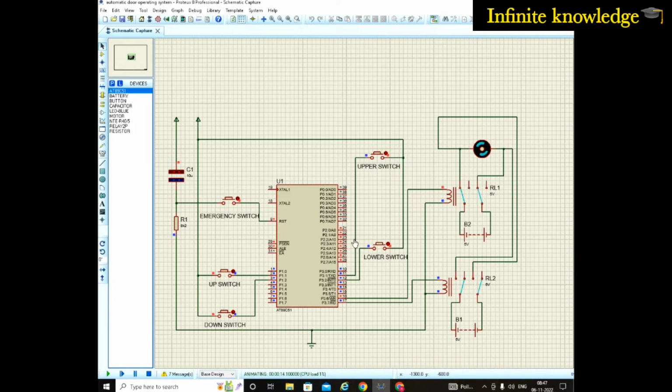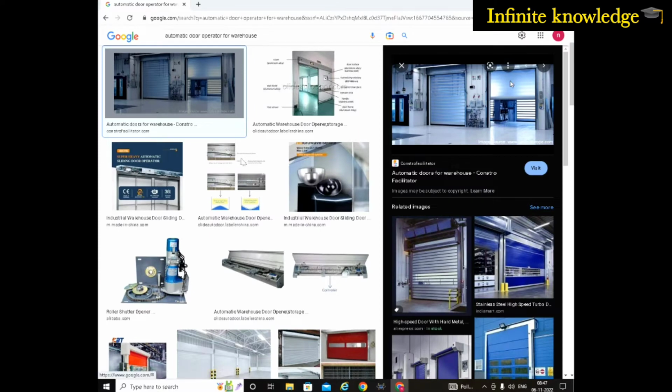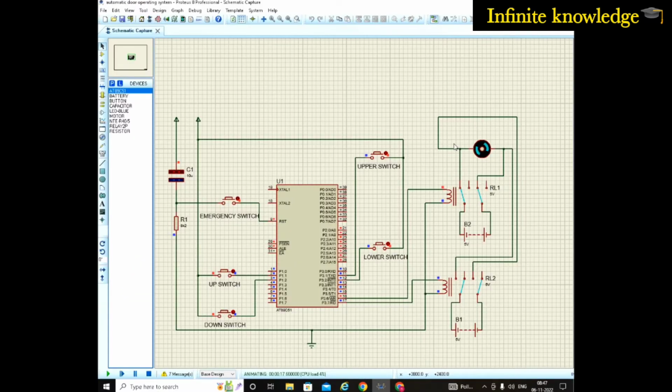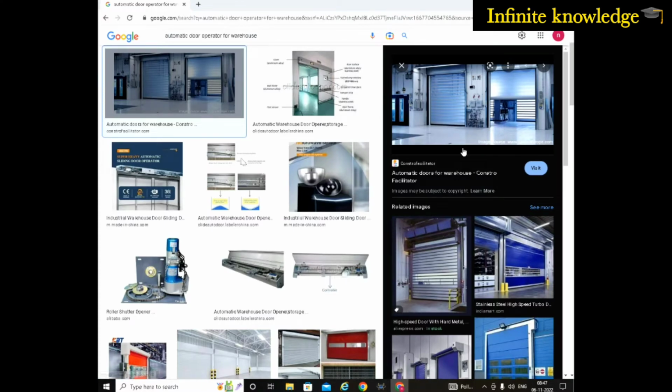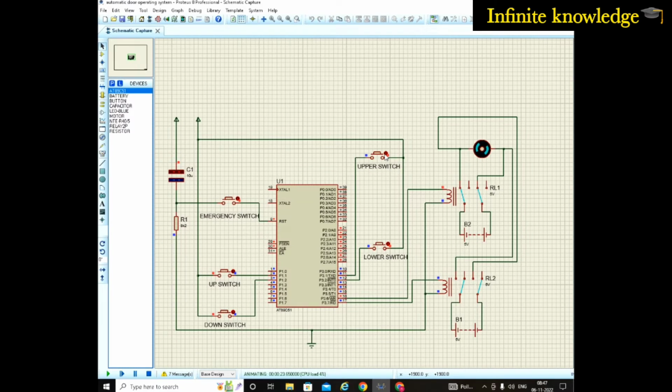Once you press this switch, your motor continues to rotate, and your shutter is going to the upper side. After a particular moment, the door goes totally to the upper side, and the upper limit switch sends the position of the door. When the upper limit switch sends the position of the door, your motor is off. This is how the actual system works.